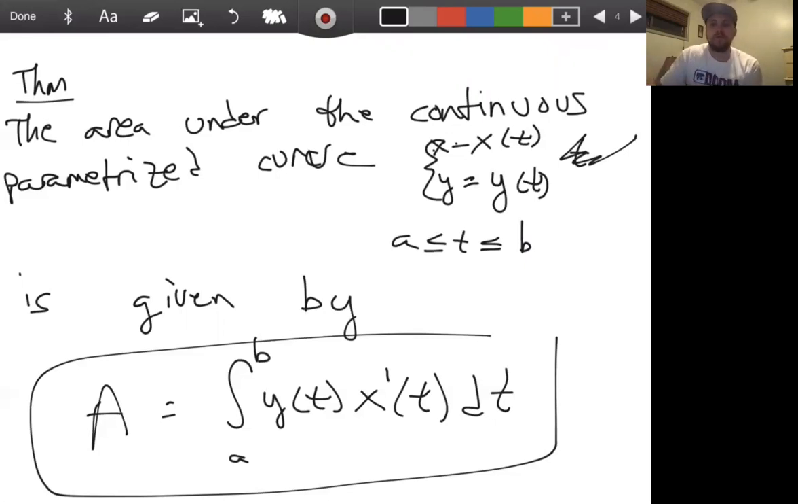And so now that we've gone through this derivation, and we'll go through plenty of examples in recitation and homework, you don't have to go through that messy calculus every single time. You just come to this formula and say, what's y of t, what's x prime of t, what's their product, what's their integral, and you're done. Okay, so that was our derivation of area under the curve.